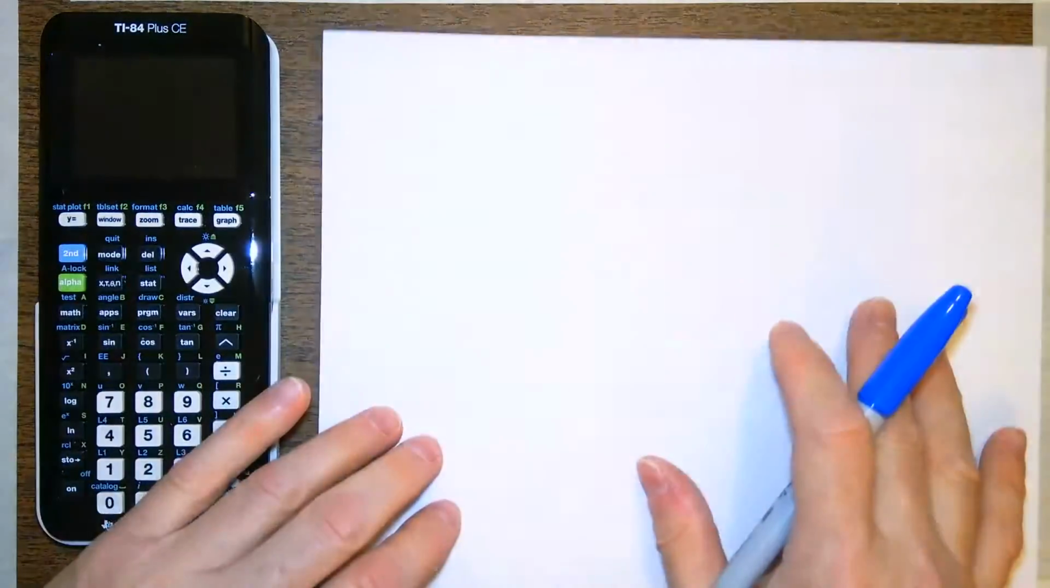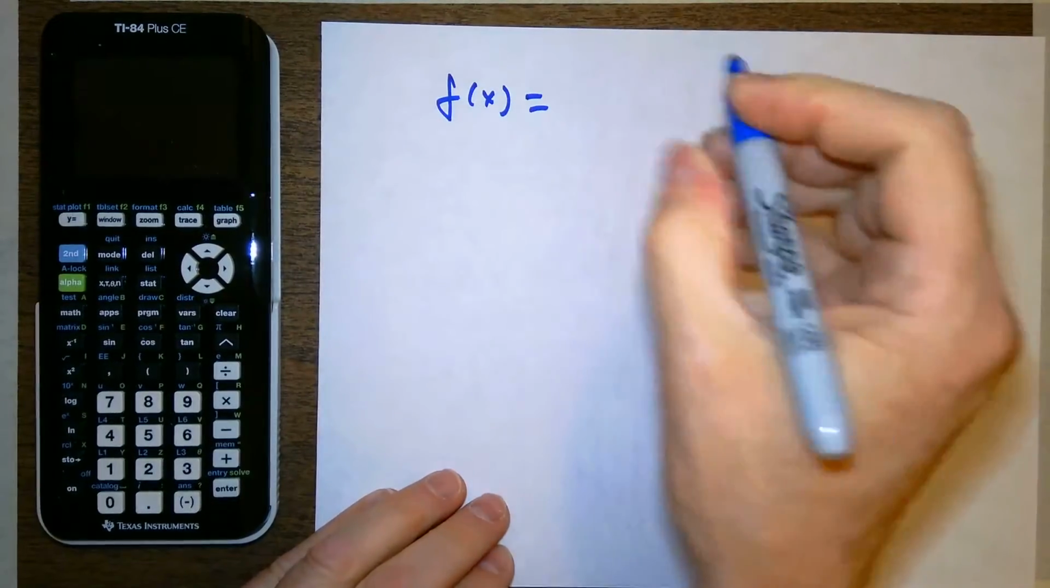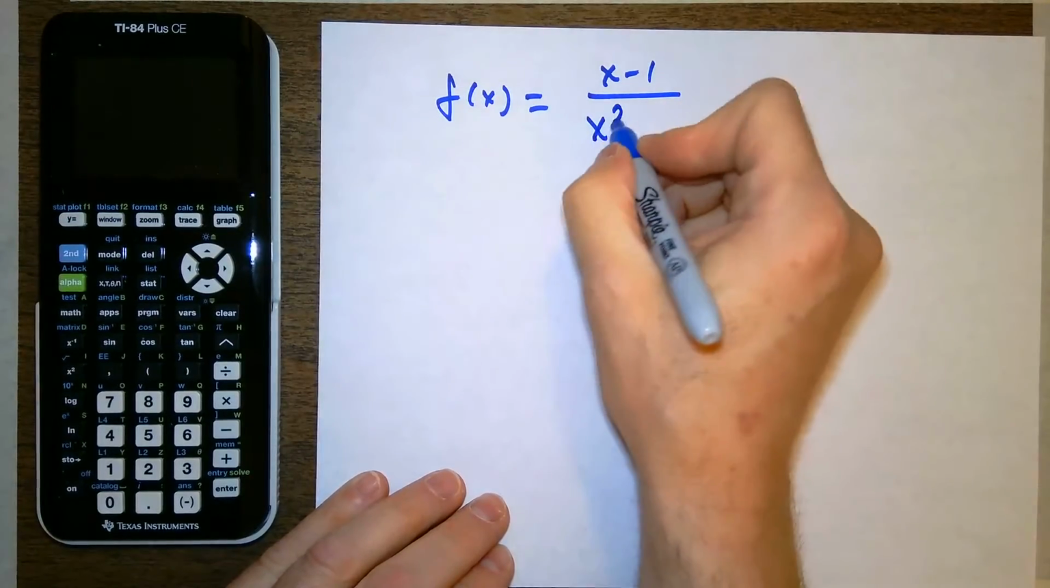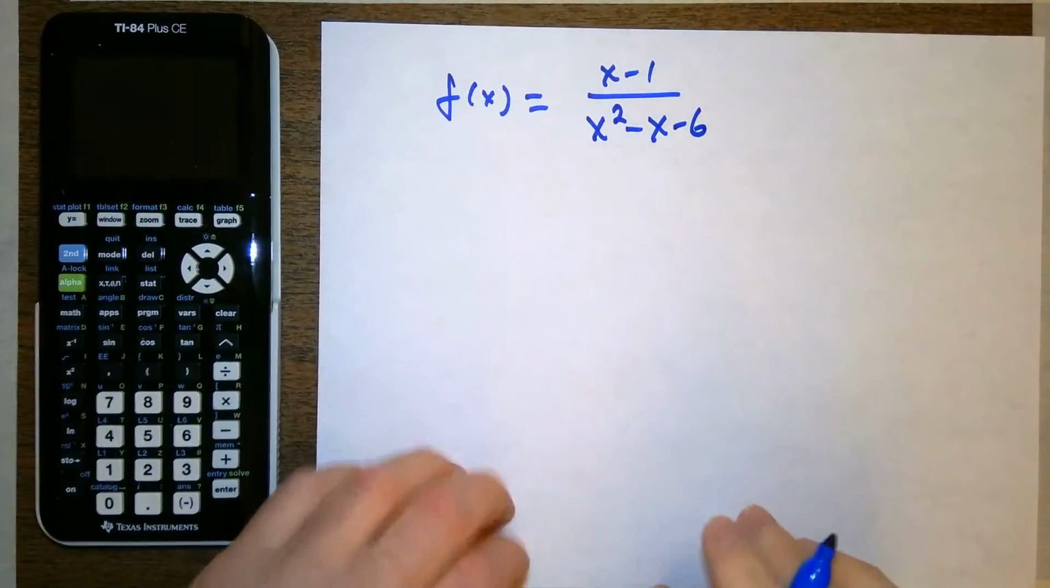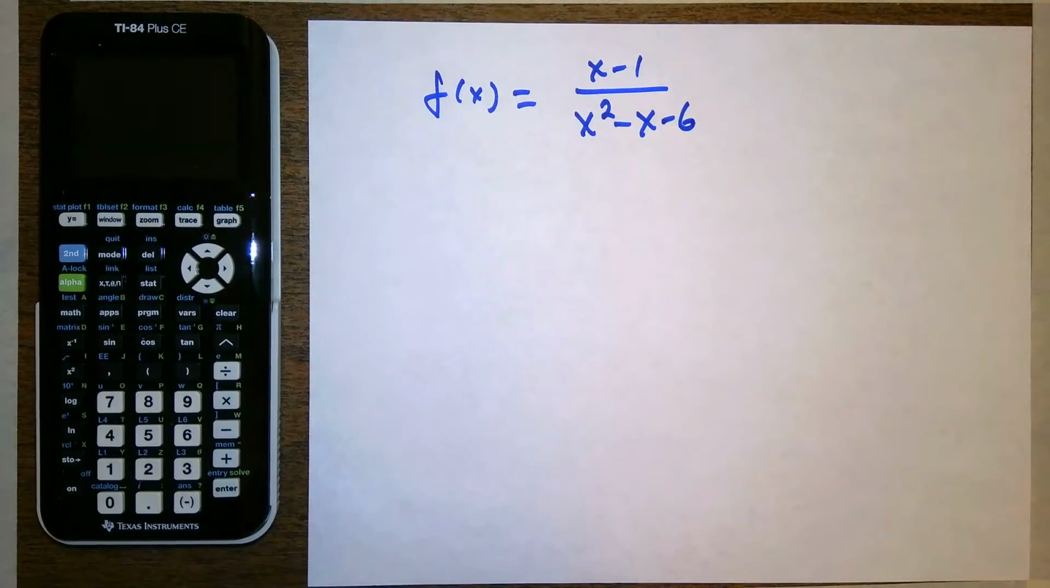So in the first case, let's take a look at the following function. f of x equals x minus 1 over x squared minus x minus 6. As soon as we look at this, a whole bunch of stuff just jumps out at you, and we're thinking about all of these things. Let's break it down in order.